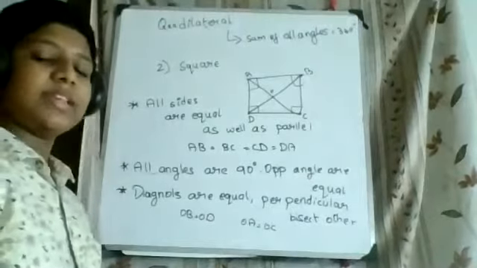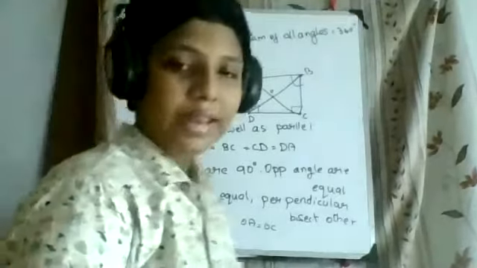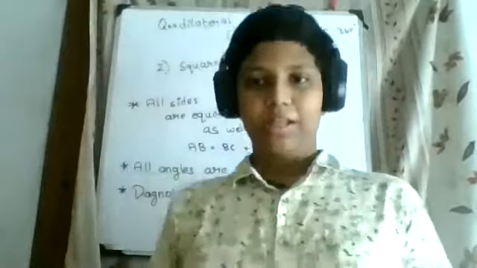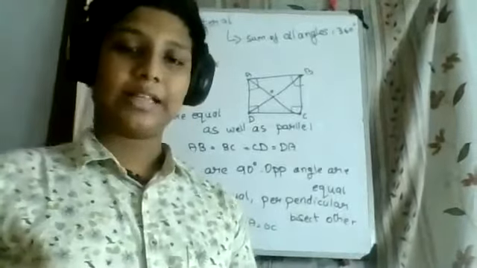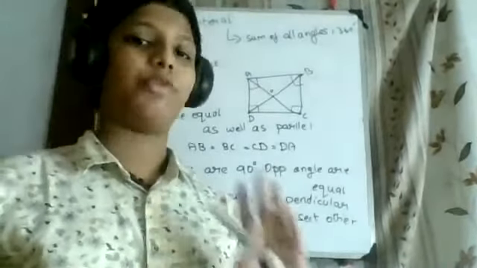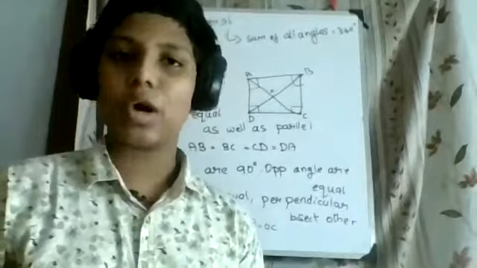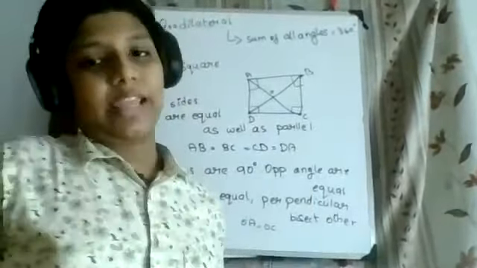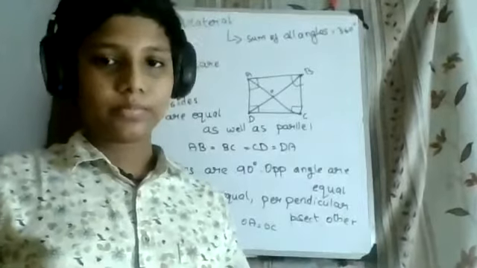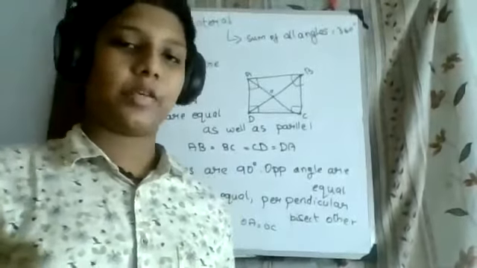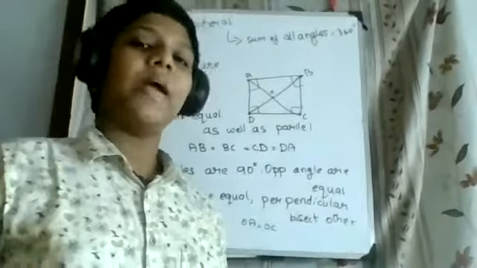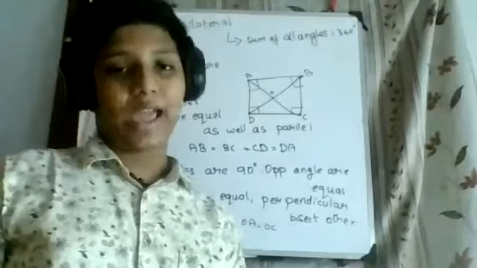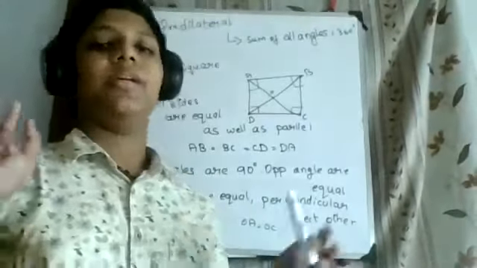Okay, this is square. Now let us revise about square. Square, basic properties. Okay, square is a quadrilateral. That is the first main property you have to remember. And we have all sides are equal as well as parallel. If we found AB line segment is 5, then BC, CD as well as DA, all the line segments value will be 5 only.